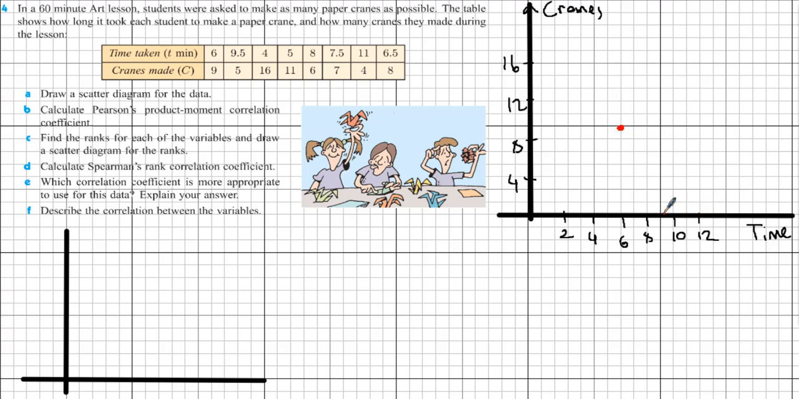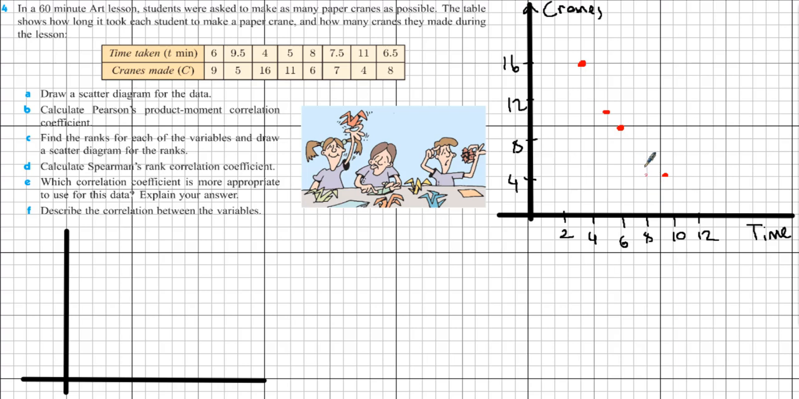9.5 and 5, somewhere here. Then what do we have? 4 and 16. We do it here. 5 and 11, somewhere here.